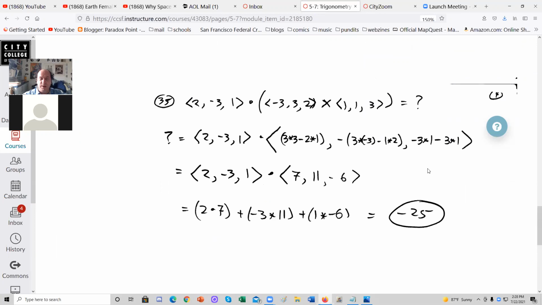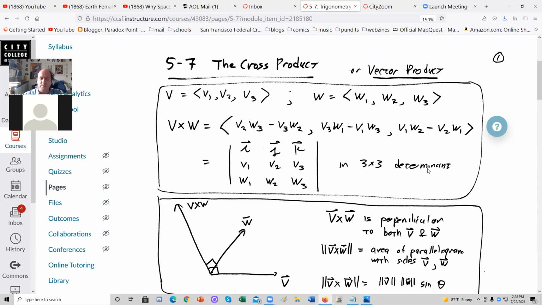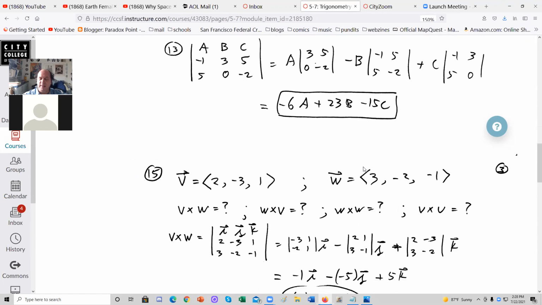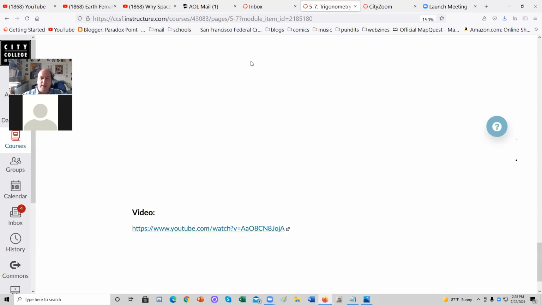Okay, now like I say, this one I'm a little disappointed with because it's not really trigonometric, though we do mention sine theta here. Okay, I think that'll do for now.